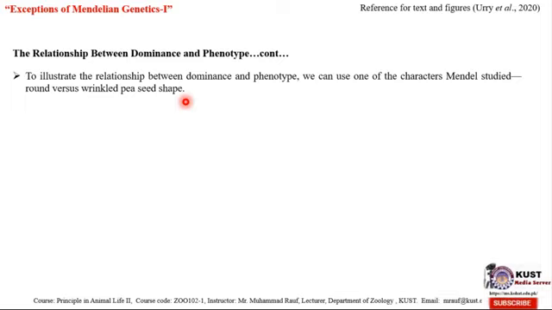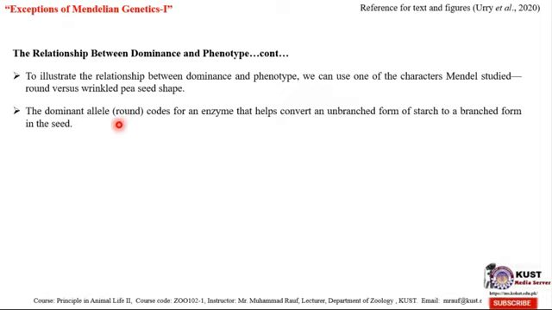So the dominant allele, which gives the seeds that are round. The allele determining the round seed shape is termed dominant, whereas the allele which determines the wrinkled shape is termed recessive. So what actually happens at the molecular level? The dominant allele codes for an enzyme that helps convert an unbranched form of starch to a branched form in the seed.